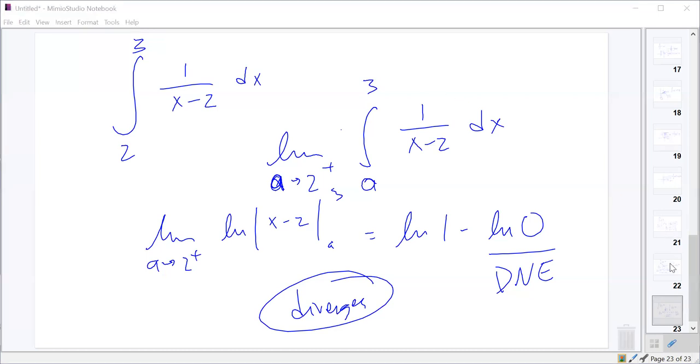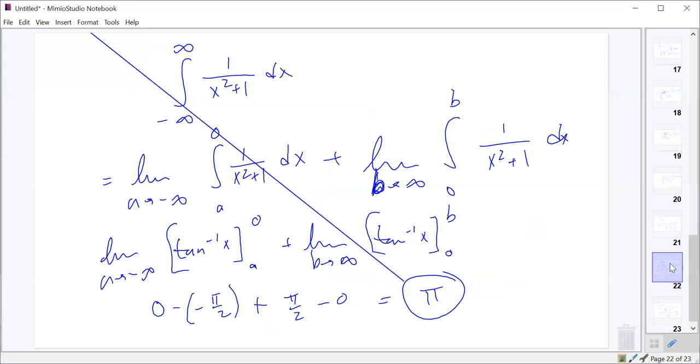Yes, I can go back to the last one. Oh, there's a giant blue line through the middle of it. That's weird.